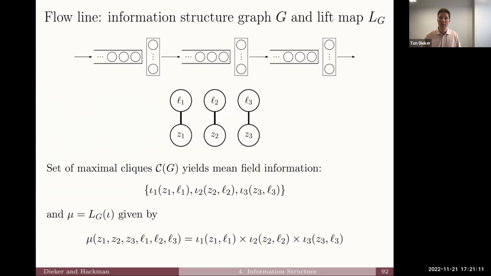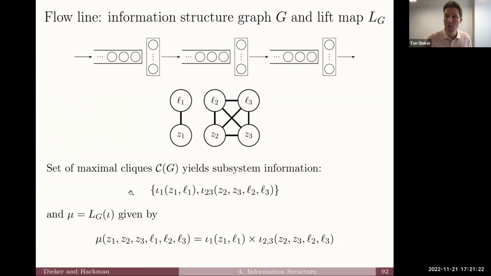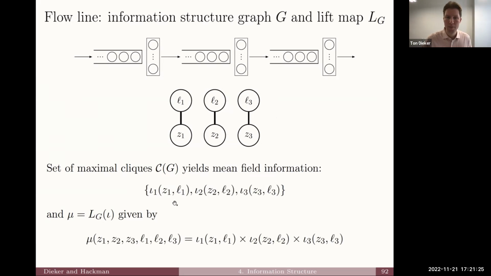The graph here, each station gives rise to a maximal clique. And there are 3 maximal cliques of size 2. So the collection iota at the bottom of the ladder consists of 3 two-dimensional PMFs. So this is like we had in the decomposition approach. So this is the graph you would take for the decomposition approach. And the LG would, in that case, just be a product, as we've done before, using independence.